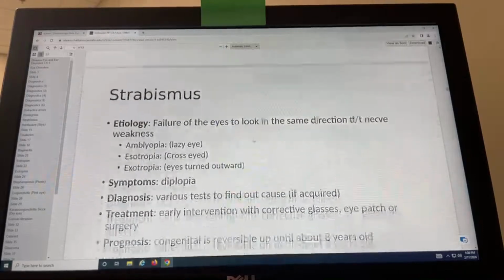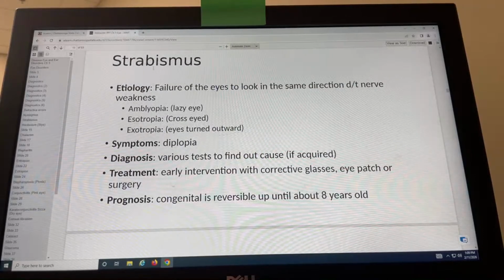All right. Then there's strabismus. This one we typically call cross-eyed or lazy eye. You've probably heard of those. Basically, strabismus is when both of the eyes fail to look in the same direction at the same time. So you might have one eye looking one way and the other looking another way. There are three different types: amblyopia, esotropia, and exotropia. Amblyopia is the lazy eye, where one of the eyes doesn't focus well, while the other one does focus and the other just kind of goes off. Esotropia is the cross-eyed, where both eyes are coming inward. And exotropia is where the eyes are turned outwards.